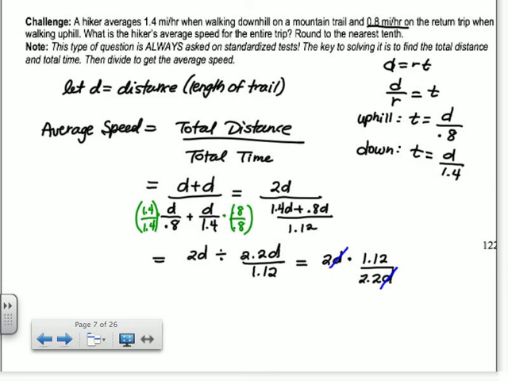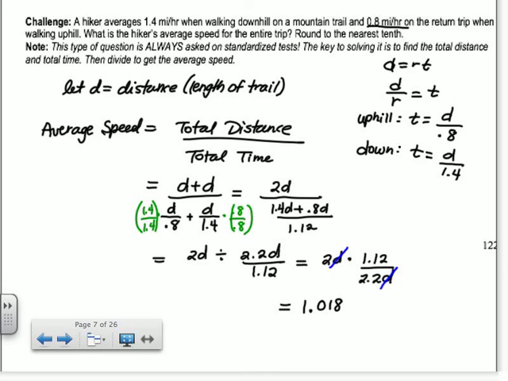Okay, Daniel, you on that one? Can you do that? 2 times 1.12 and then divide by 2.2. 2.24 divided by 2.2. 1.018. Yeah, so 1.018. It goes on. I think it's a repeating.